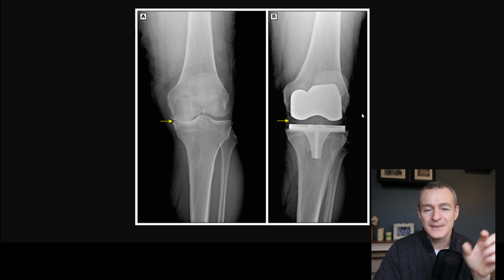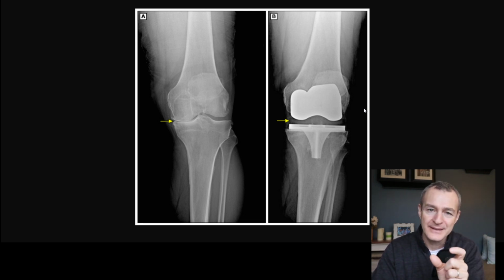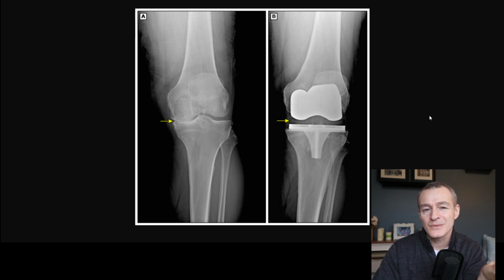So when somebody comes in and they have significant pain on the inside of the knee or the outside of the knee, one of my common questions is, well, before surgery, were you bow-legged or were you knock-kneed? Were you valgus or varus? Because that absolutely can have an influence on where the new stress is through the knee.